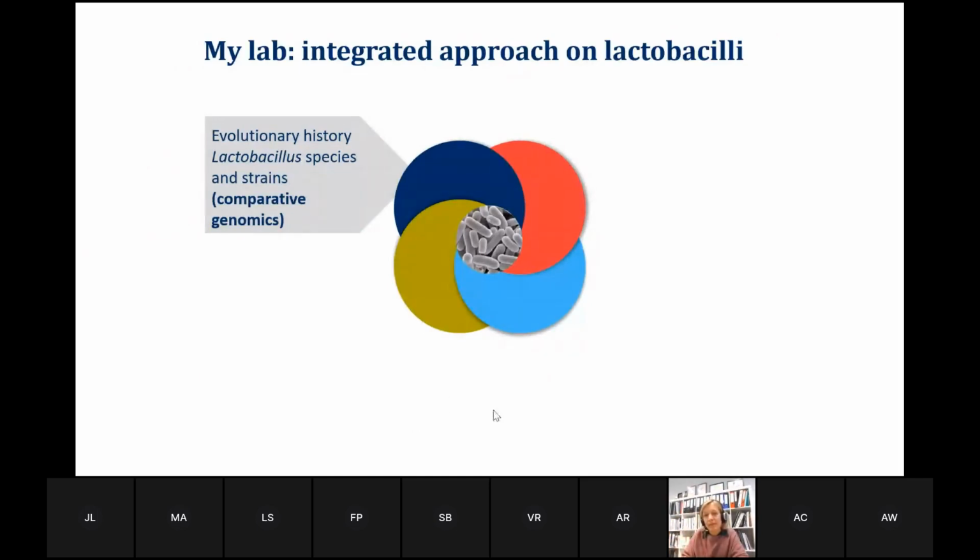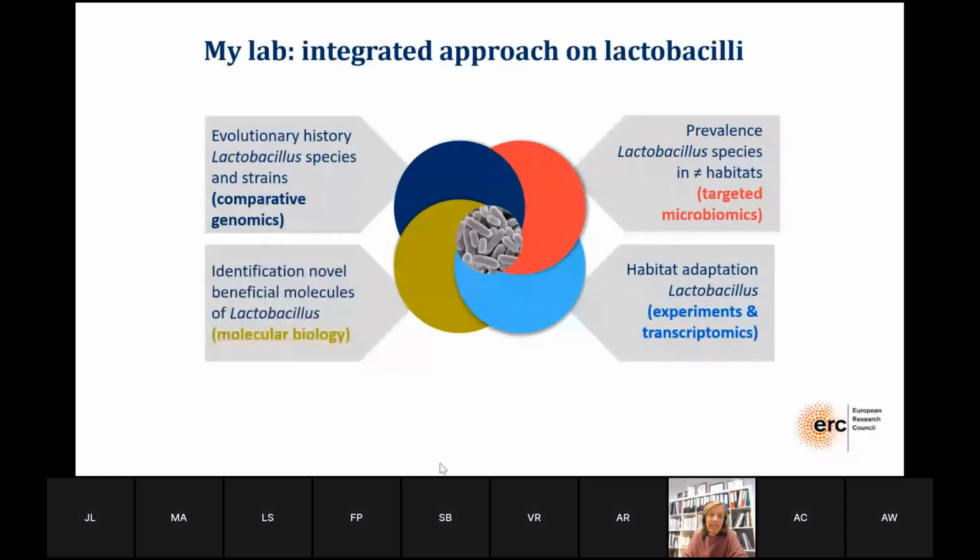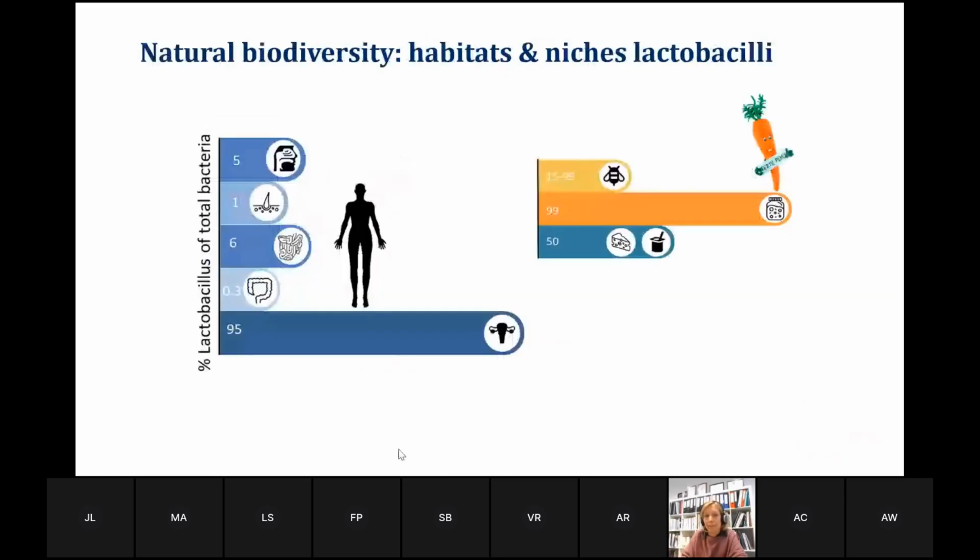So in my lab, we complement it with what I sometimes call a targeted microbiome approach. We, for example, also study the prevalence of lactobacillus species in different habitats and environments by using all these microbiome sequencing tools, so more at the ecology level. We also do real experiments to better understand the habitat adaptation of lactobacilli, and we try to do it as a high throughput screen. And we also use genomics, genetics and biochemistry related tools to identify beneficial molecules. For example, novel antibiotics are one of our key research areas for this part of the research.